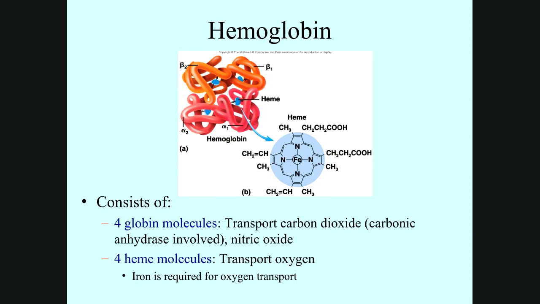Hemoglobin has 4 subunits: alpha 1, alpha 2, beta 1, and beta 2. And they also have 4 heme groups, and inside of each heme, as you can see over here, there is an iron, and this iron has affinity to transport oxygen. And the 4 globin molecules transport carbon dioxide, and carbonic anhydrase is involved over here to transport the CO2, and also transport nitric oxide.